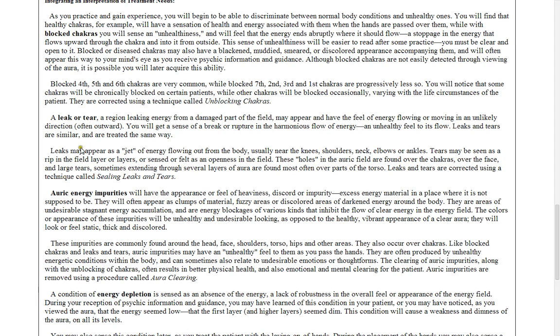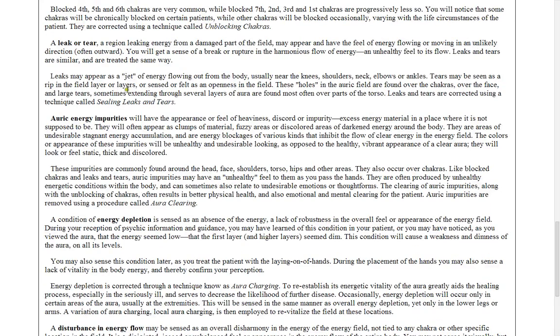Leaks may appear as a jet of energy flowing out from the body, usually near the knees, shoulders, neck, elbows, or ankles, where the joints are, where things bend. Tears may be seen as a rip in the field layer or layers, which will be across the energetic field, because it's the aura that goes through tears and leaks. Chakras are blocked or impure or dark or something like that. Some of them can probably have a tear too, or a leak. I never dealt with that, but you have to be open to all.